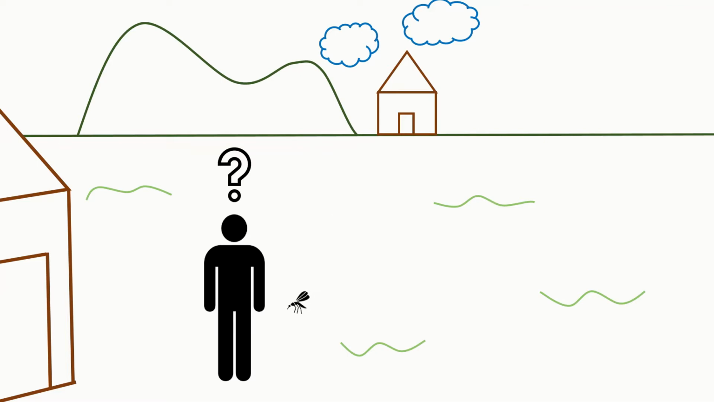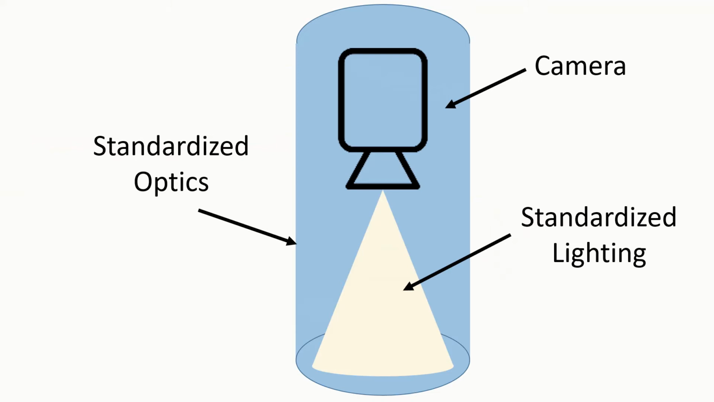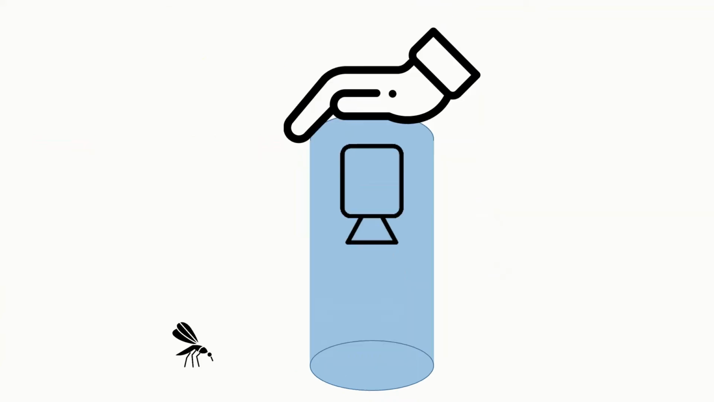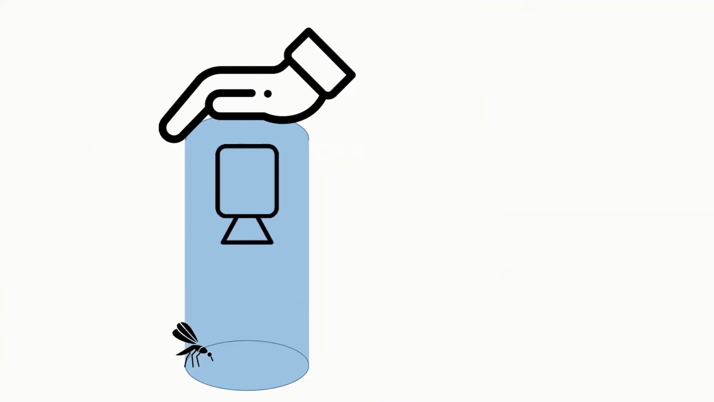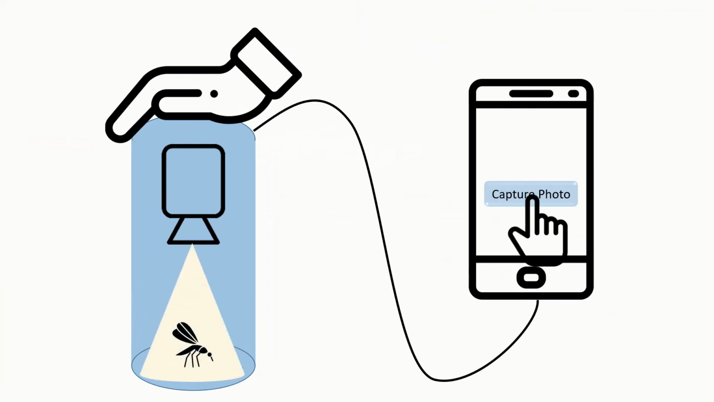The solution consists of two parts. There is the optical tool as well as a mobile application. The optical tool consists of a camera, standardized lighting and optics at a very low cost, which will allow anybody to take a high quality resolution picture of a mosquito. Workers simply place the optical tool over top of the mosquito, then they go to the mobile application, press a button, and it takes a high-resolution photo.